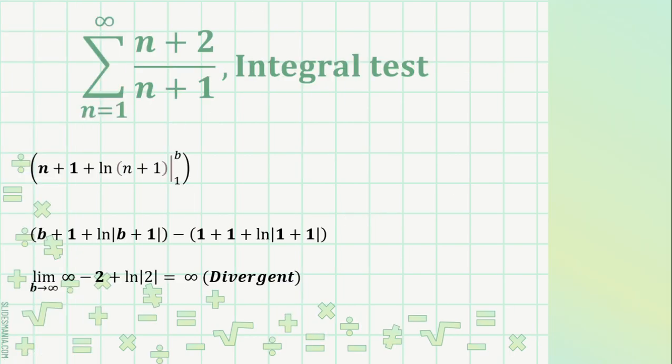The integral of 1 du is u, plus ln u. Then we change u again to n plus 1, so it becomes n plus 1 plus ln of n plus 1. Then we change n with b and 1, so it becomes b plus 1 plus ln of b plus 1, minus 1 plus 1 plus ln of 1 plus 1. So it becomes infinity minus 2 plus ln 2, which becomes infinity, so it is divergent.